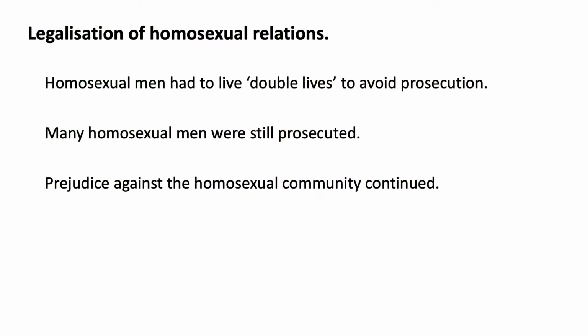What we see as a result, though, is that homosexual men have to live what are described as double lives to avoid prosecution. As I've explained, you couldn't have any expression of a relationship in public. We still see many homosexual men being prosecuted for having a relationship in public, and prejudice against homosexuality continues. And again, I accept that there are strong arguments to say prejudice continues today in some parts of society. We're only looking at the 1960s here, and prejudice against homosexual men is still very prevalent during that period. But it's a move forward. This is a piece of liberalising legislation thanks to Leo Abse.